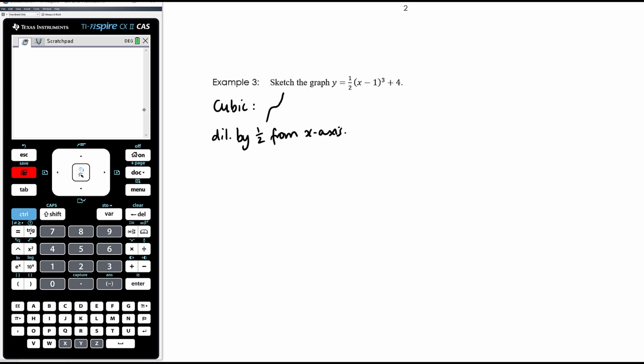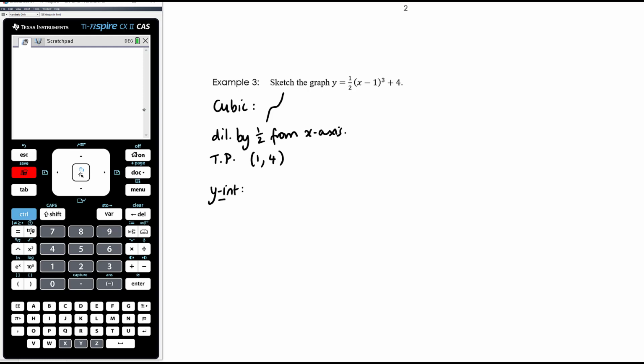We can see that we've gone to the right by 1 and up by 4. So our turning point is at 1, 4. And we're going to need to calculate x and y intercepts. So the cubic, if our turning point's at 1, 4, we'll definitely be crossing both axes. Crossing both axes, whether it's here and here or whether it's actually up here and here. So we definitely need to calculate those before we go ahead and draw anything.